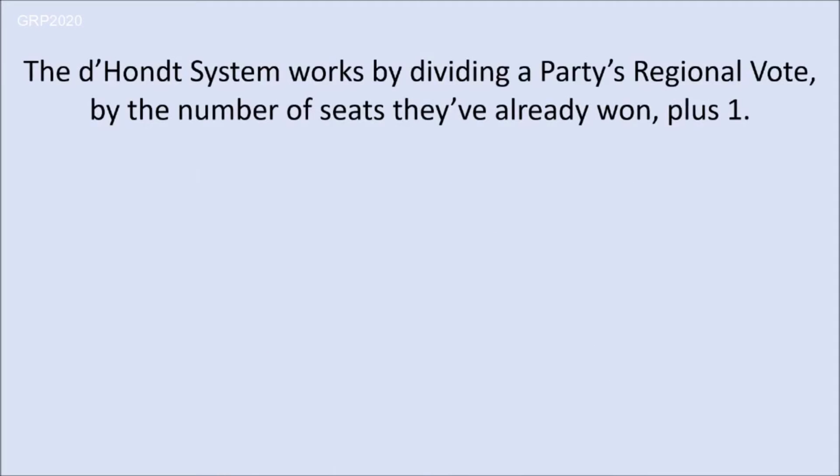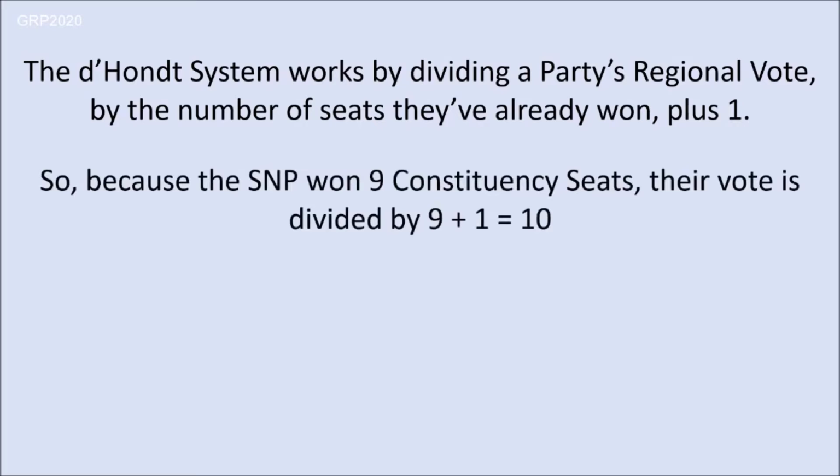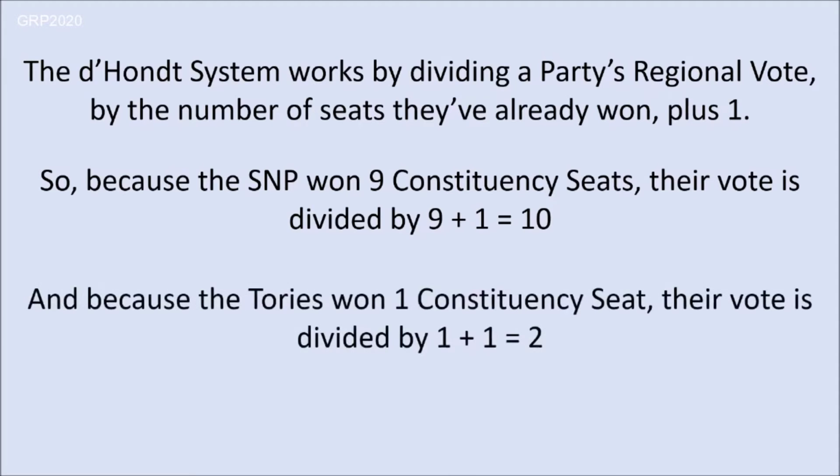The D'Hondt system works by dividing a party's regional vote by the number of seats that they've already won, plus 1. So, in the previous example, because the SNP won 9 constituency seats, their vote is divided by 9 plus 1, making 10. And because the Tories won 1 constituency seat, their vote is divided by 1 plus 1, making 2.